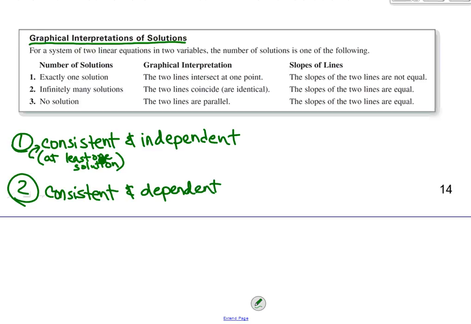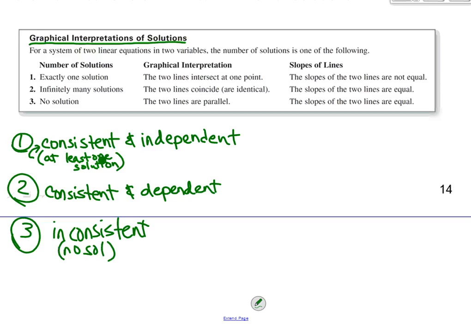Because they are essentially the same line and they have an infinite number of solutions, they are considered dependent. And then case 3 is that there's no solution, so the two lines are parallel. And if that happens, then the slopes of the two lines are equal, and that is called inconsistent. Inconsistent means no solution.